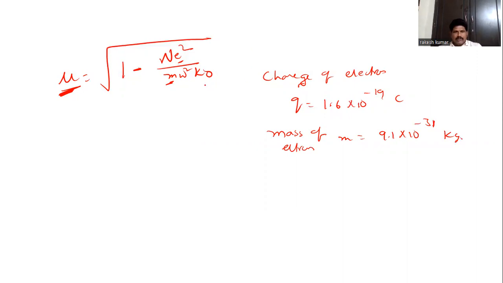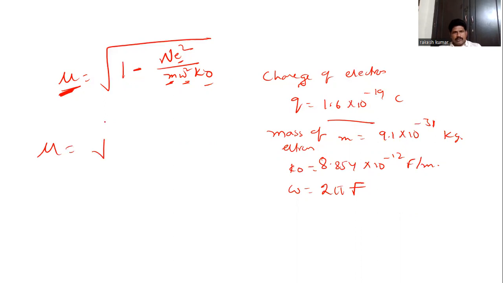Okay, and what is this K naught? K naught is the permittivity of free space. It is given as 8.854 into 10 to the power of minus 12 farad per meter. And omega is the angular frequency, equal to 2 pi f. And mu is the refractive index. If I substitute all these values, with charge E as 1.6 into 10 to the power of minus 19, the expression becomes mu is equal to root of 1 minus 81 N by f square.